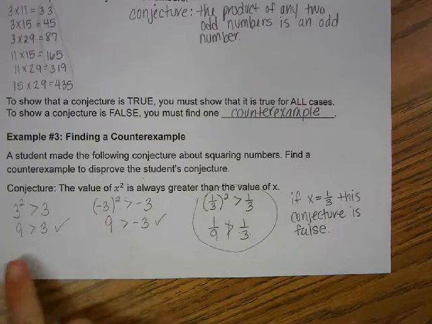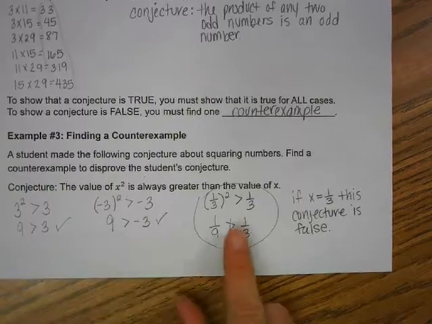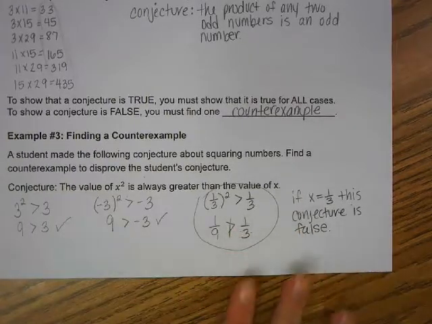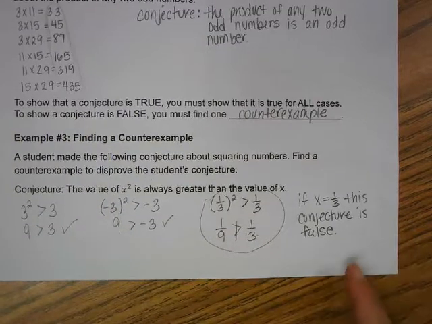So testing a conjecture, you just want to see if it works for some positive values, some negative values. You could try fractions and decimals. You could try 0. But all you need is one counterexample to show that it's false, and that is it.